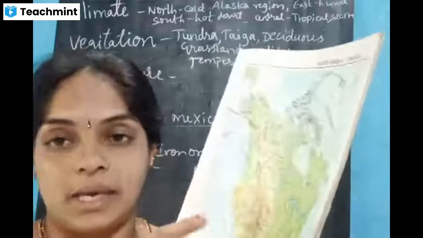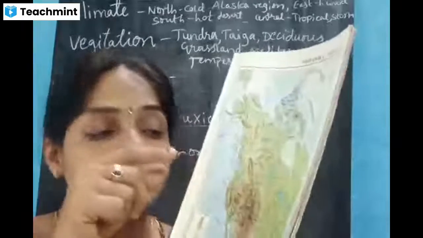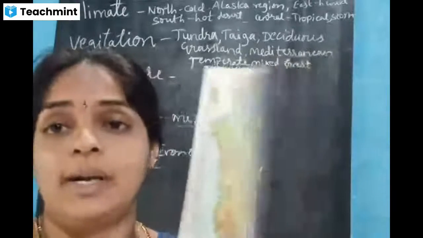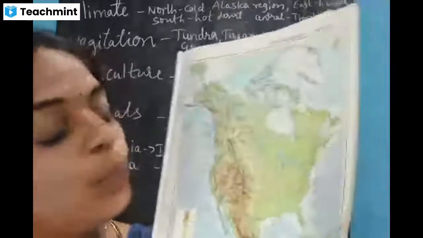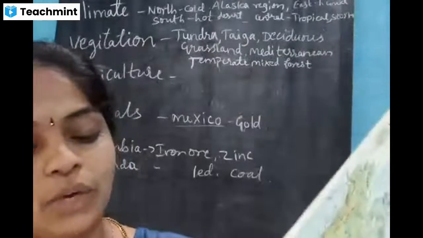Prairies is there. I already said that about the prairies. Why? Because they are growing wheat here, so that it is called wheat basket of the world. Near the prairies only agricultural crops is there. They are growing wheat. They are producing the wheat. Next one is temperate mixed forest, children.